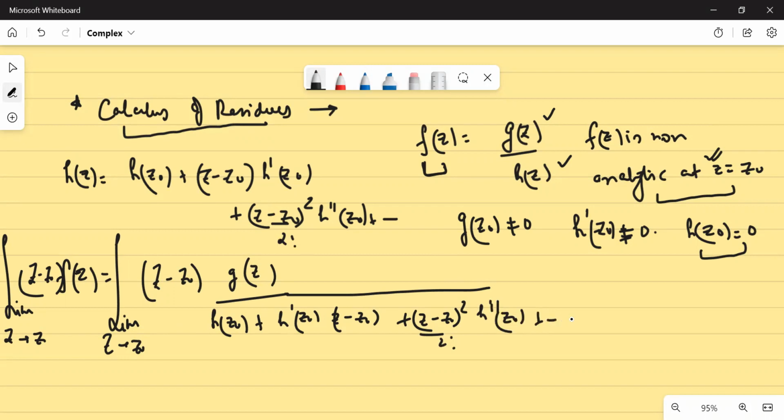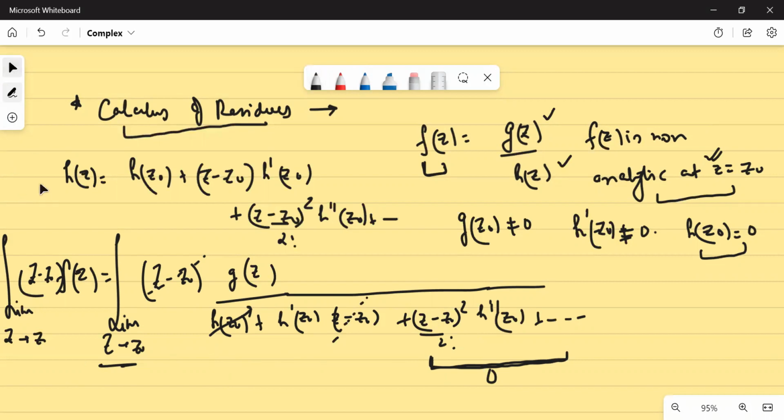I'm not interested in those, because z minus z naught in any case would cancel, and there will be some terms in z minus z naught. All these terms will go towards 0 as z tends to z naught. h(z naught) is already 0, so I don't need to bother here. z minus z naught and z minus z naught get cancelled.